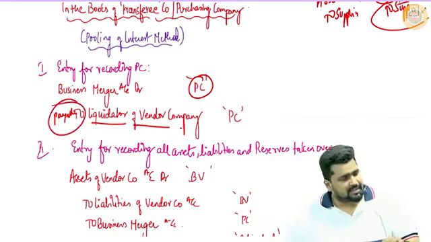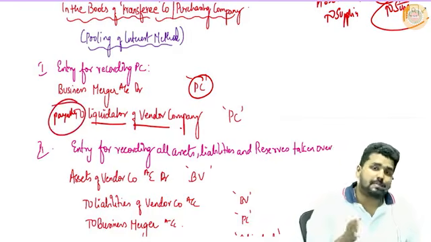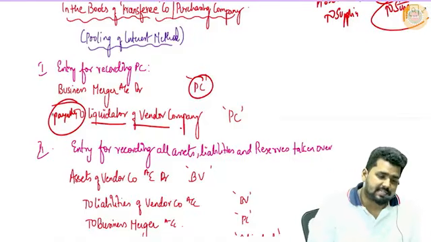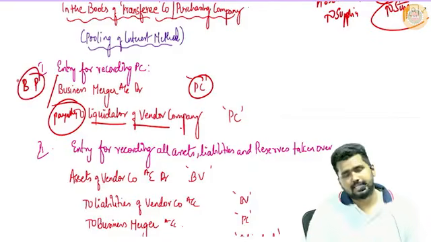Clear? When you settle, it will be cancelled automatically. In ICA for merger also, they will use what? Business purchase only. That's why when you see ICA sums, the majority, instead of using business merger, will also use the business purchase account. In the exam you can use business purchase itself, nothing to worry.